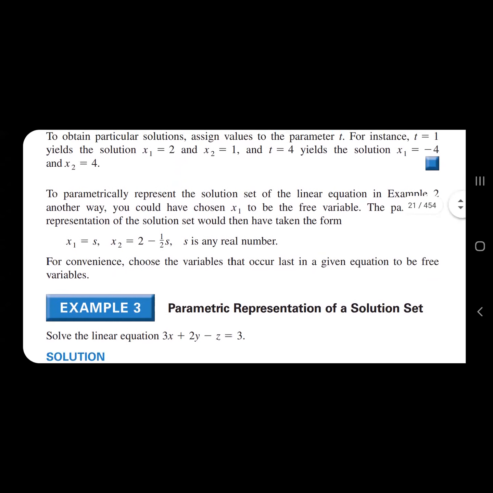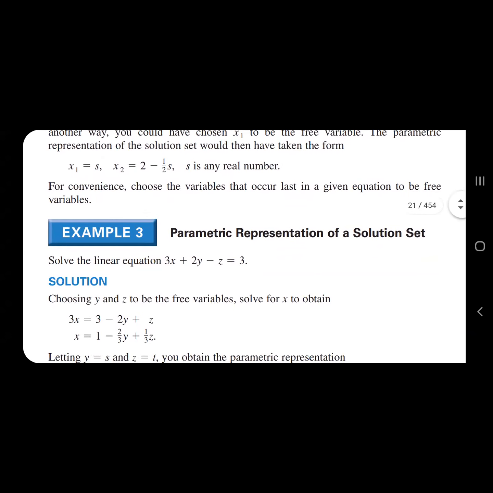So here we have a problem. We want to find a parametric representation of a solution set, and we want to solve the linear equation 3x plus 2y minus z equals 3. So what are we going to do? Again, I have a choice. I want y and z to be the free variables, and I want to solve for x. So now I'm going to need two parameters. Before it was either s or t; now I need two parameters.